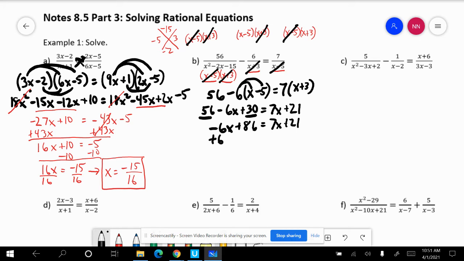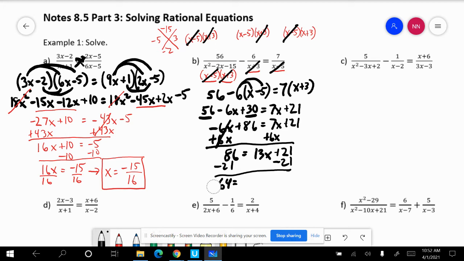I'm going to add each side by 6x. I get 86 is equal to 13x plus 21. If I subtract the 21, I get 65 is equal to 13x. Sorry, 65. I divide it by 13. And x is equal to 5.